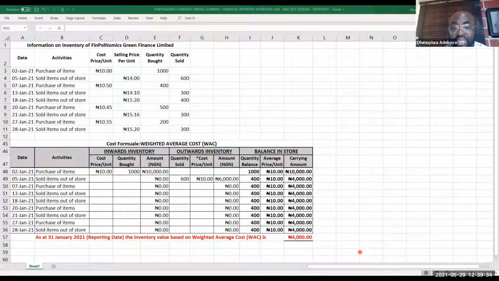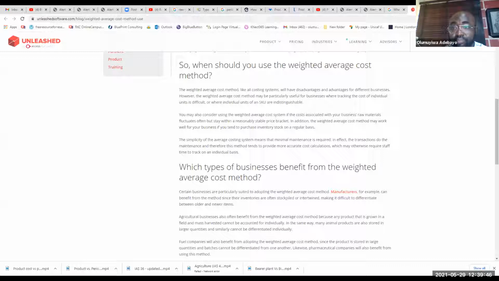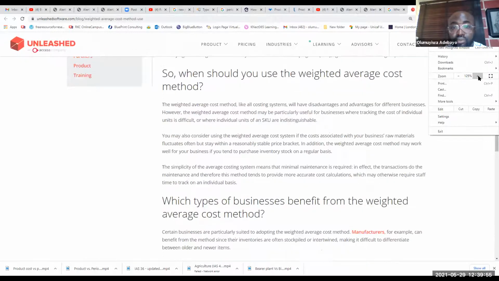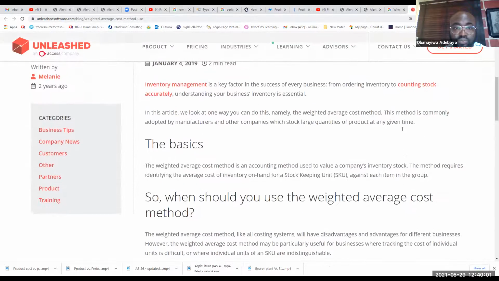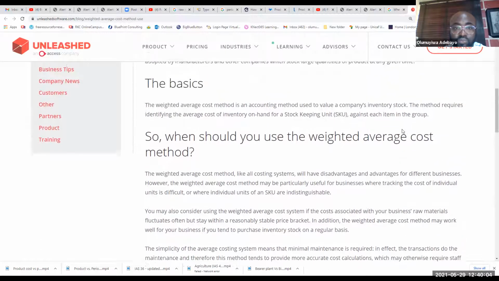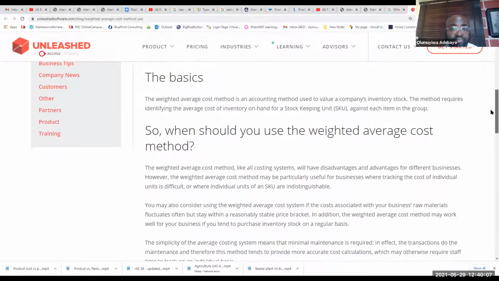Okay, now let me show you this so that we can read from that. When is it appropriate to use weighted average? I want somebody to read this out for us. Let me try and enlarge it. Okay, can somebody read this out for us? Okay, so when should you use the weighted average cost method?